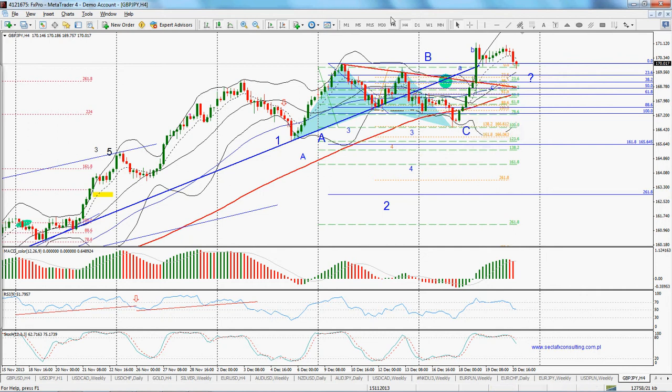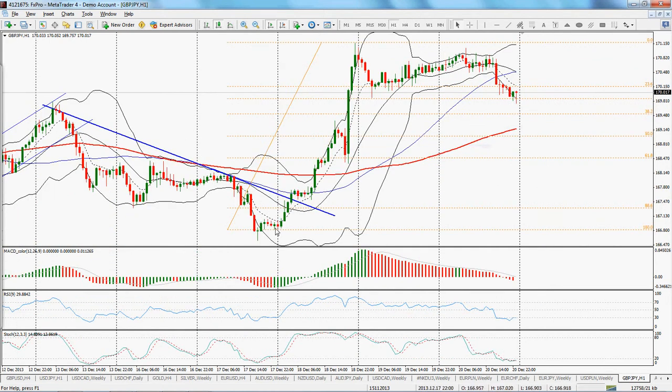1, 2, 1, 2, 3, 4, 3, 4, 5. So this is the 3. This is the third wave. 4th, A, B, and C, and you can see these yellow Fibo levels. I measure with it the length of the retracement of the 4th wave, and I measure only the 3rd wave because this is 1 and 2.